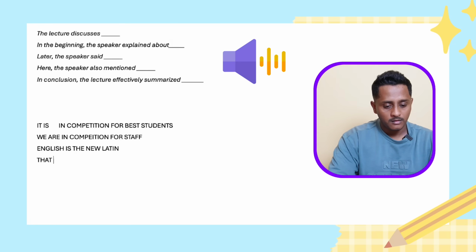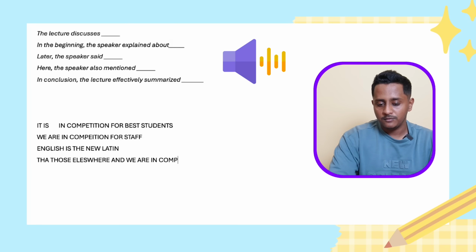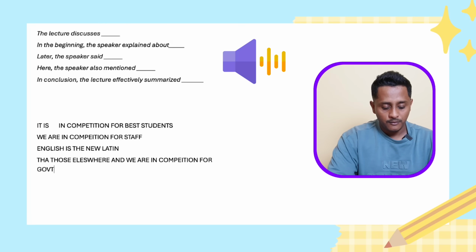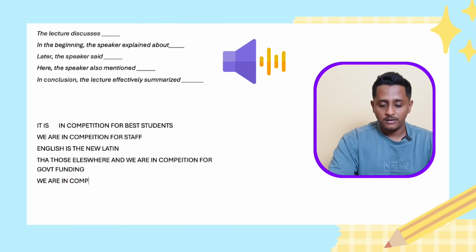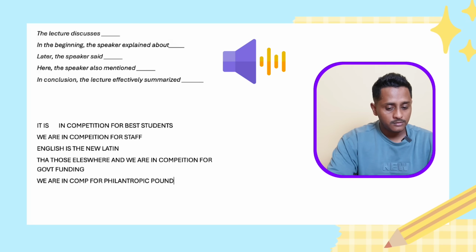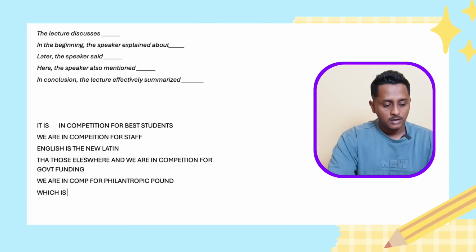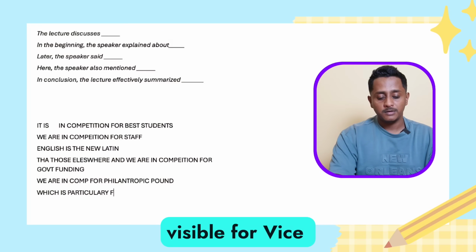We are in competition for government funding through the assessment of research quality. We are in competition for government funding sources, for the philanthropic pound. Many of our own donors give more than one. We are in competition for the LSE's philanthropic pound alongside those of other charities to which they are committed. That is the competitive environment which is particularly visible to a vice chancellor.